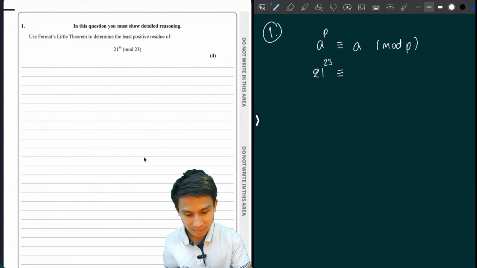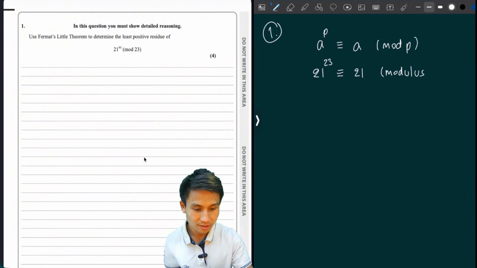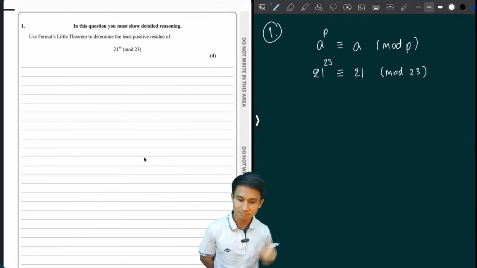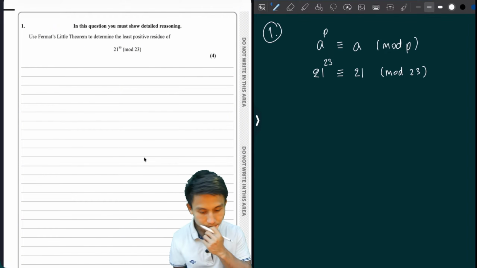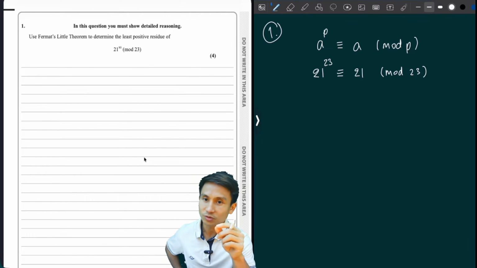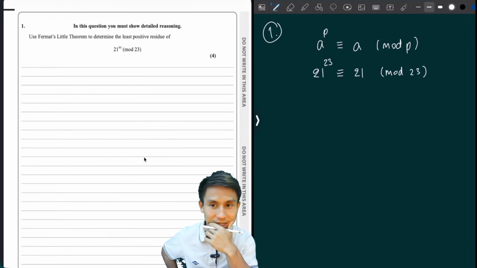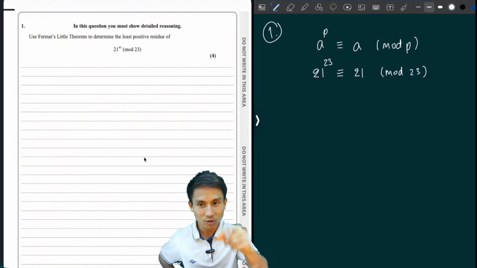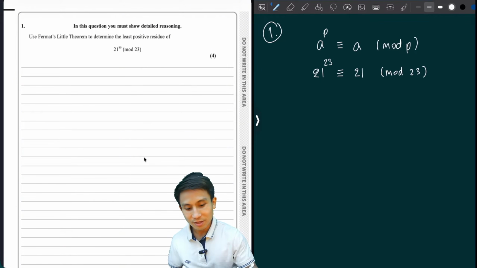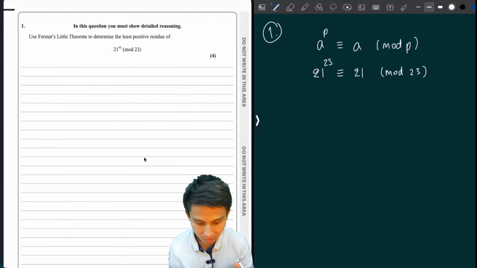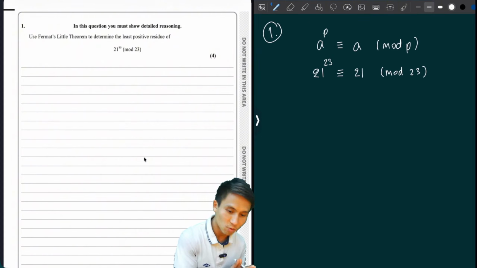equivalent to the same base, 21. But we put here modulus, I can just write mod 23, right? Just according to the theorem there. Now, we're going to find the least positive residue. It's just like finding the remainder, basically, of 21 to the power of 80. We have here that 21 to the power of 23 is equivalent to 21.